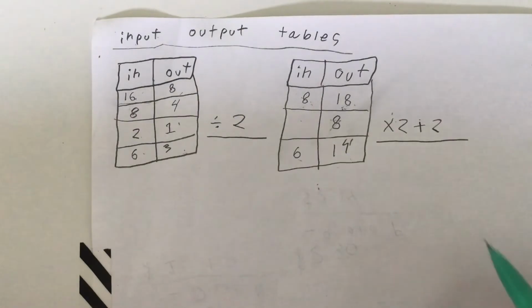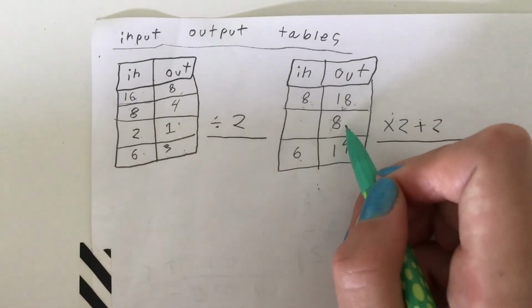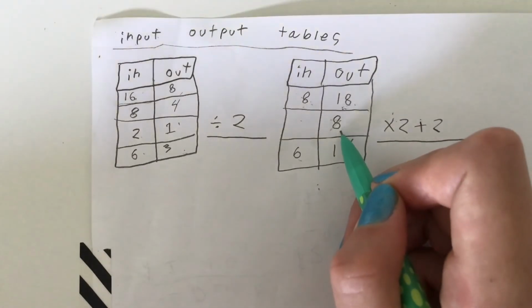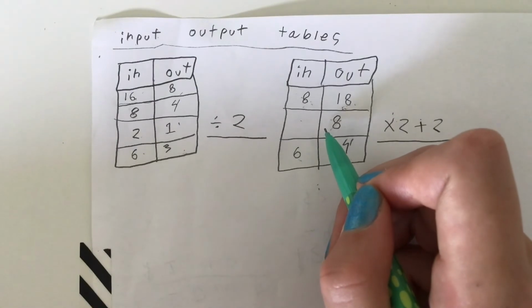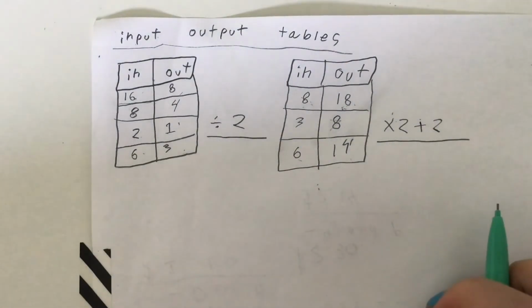And now, what would you get? 8? Well, let's do it backwards. First, you subtract 2 from it and get 6. Now let's divide 6 in half, and you get 3.